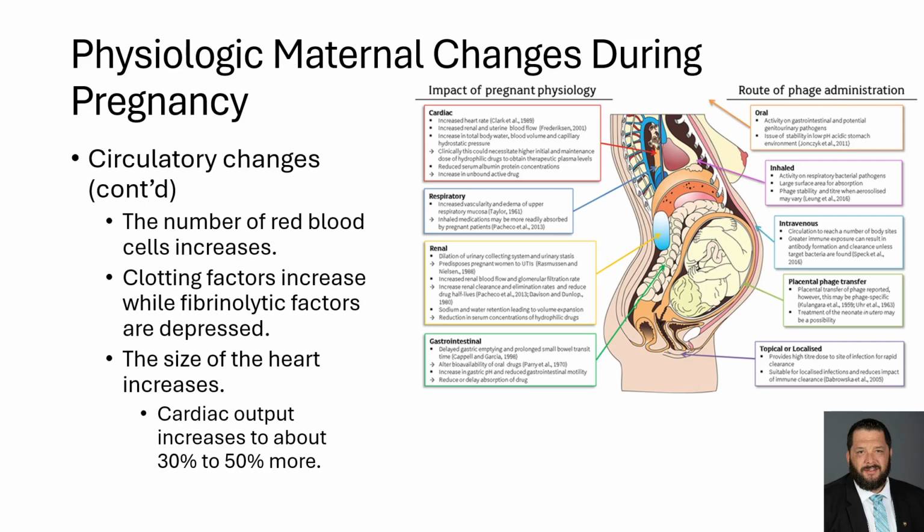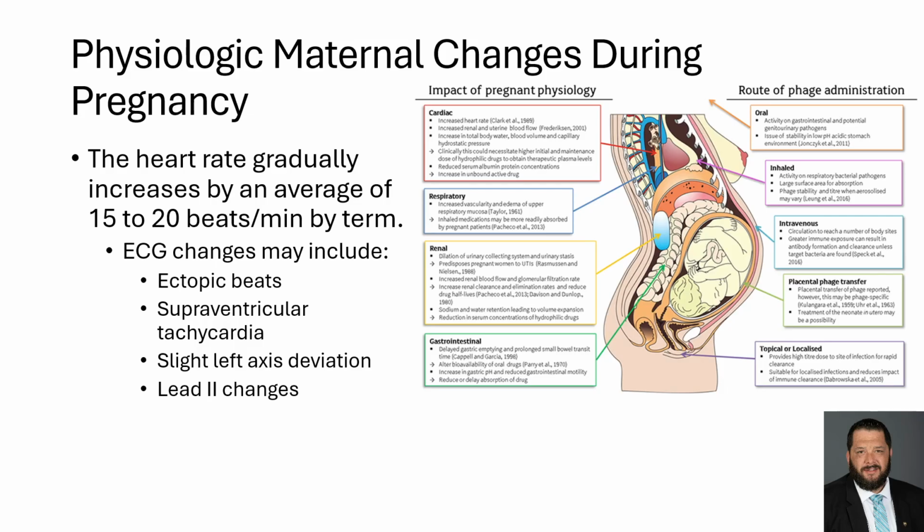The number of red blood cells in the body increases. Clotting factors increase while fibrinolytic factors decrease. The size of the heart increases slightly, and cardiac output for the maternal patient increases to about 30 to 50% more than when the maternal patient is not pregnant. The heart rate gradually increases by an average of about 15 to 20 beats per minute to the end of the term. And ECG changes are evident, including things like ectopic beats, supraventricular tachycardia or SVT. Left axis deviation is also a common finding.